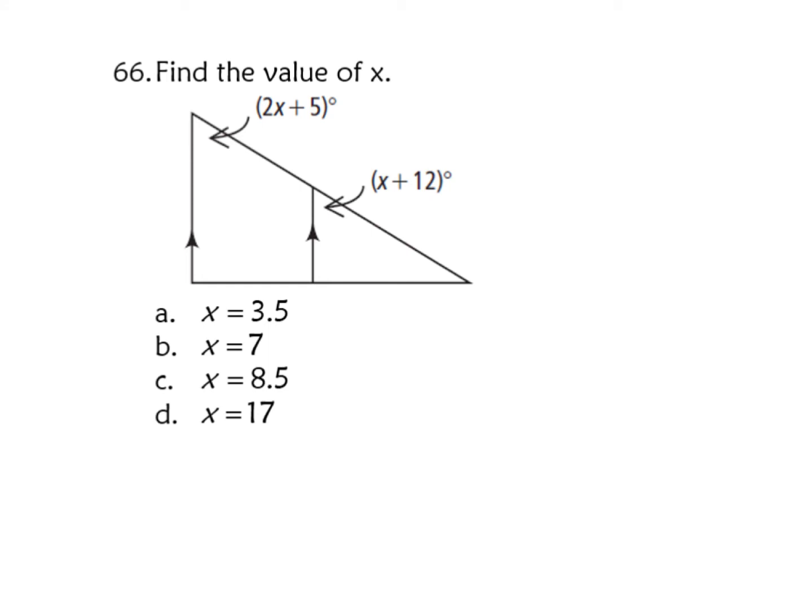Right here, if we have parallel lines, then the angles that are highlighted here are corresponding angles, which means my angles are congruent. So 2x plus 5 has to equal x plus 12. Subtract an x from both sides, we get x. Subtract 5 from both sides, we get 7.